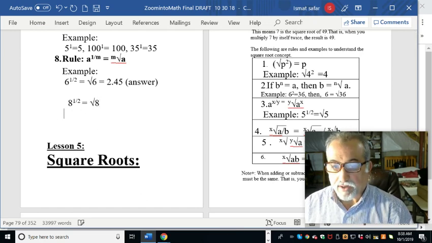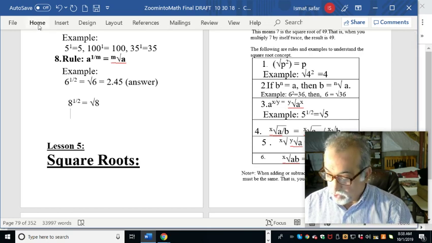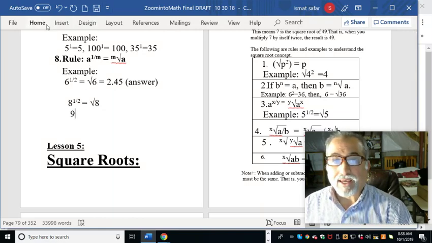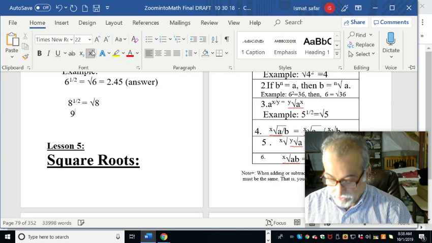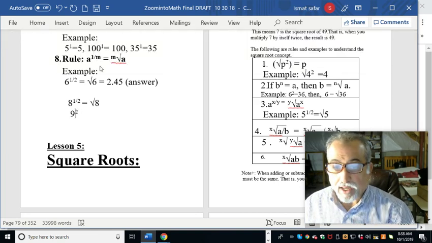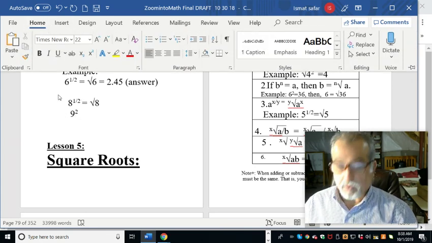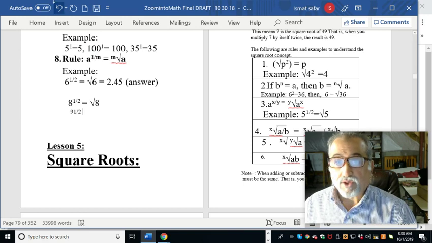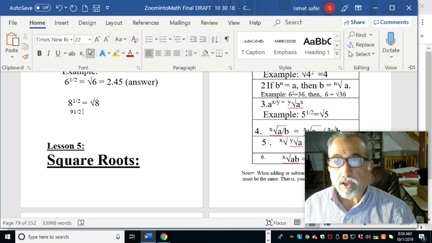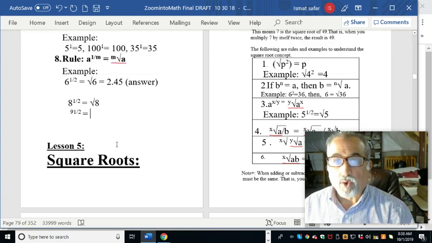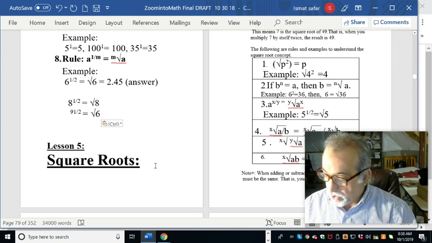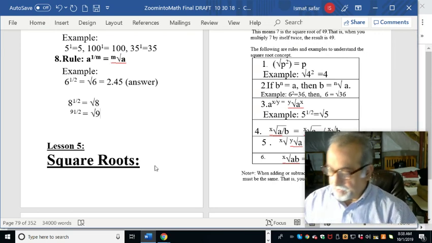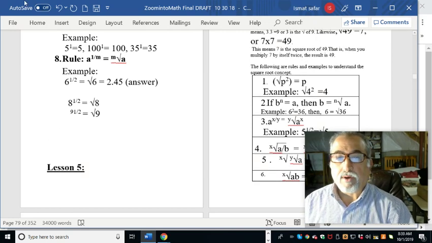And then another example, if we have 9 to the exponent 1 over 2, this also equals the square root of 9, right? That's the same thing.